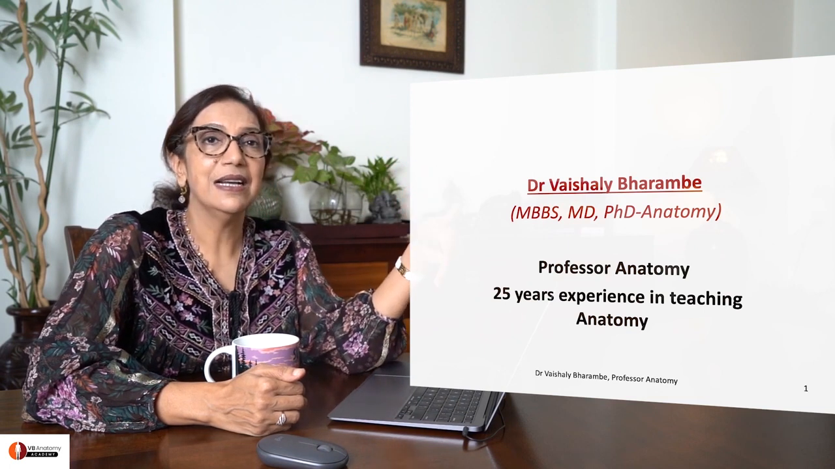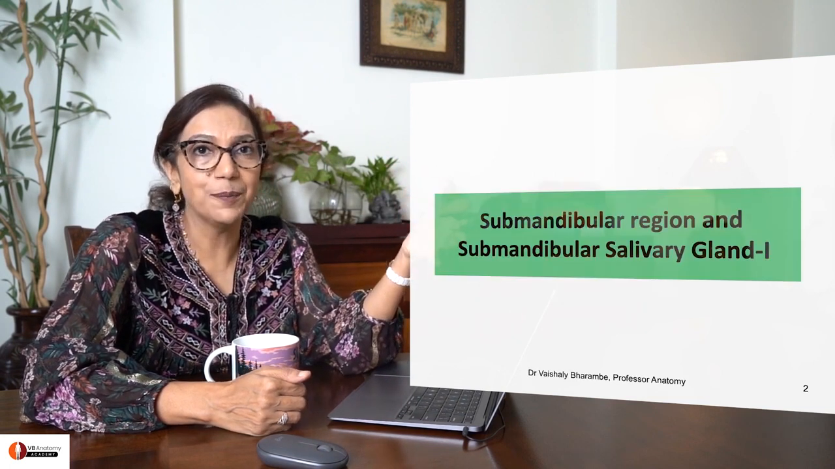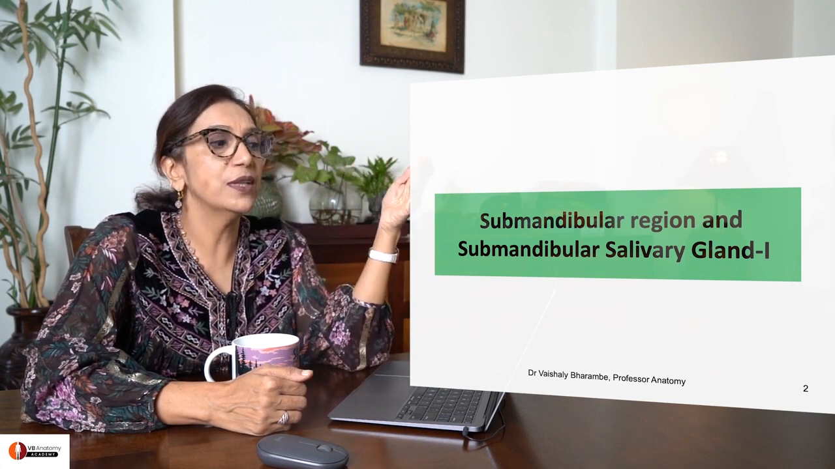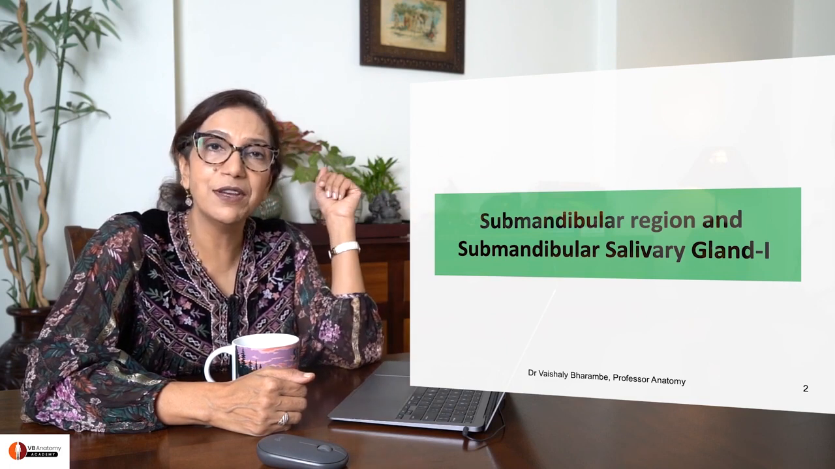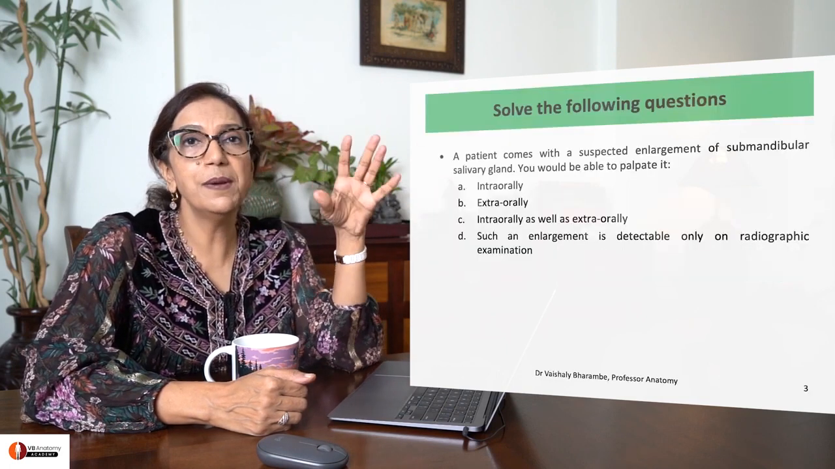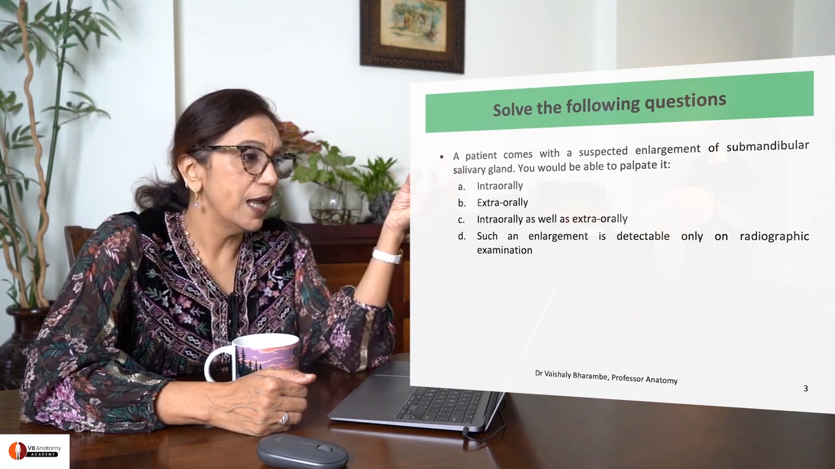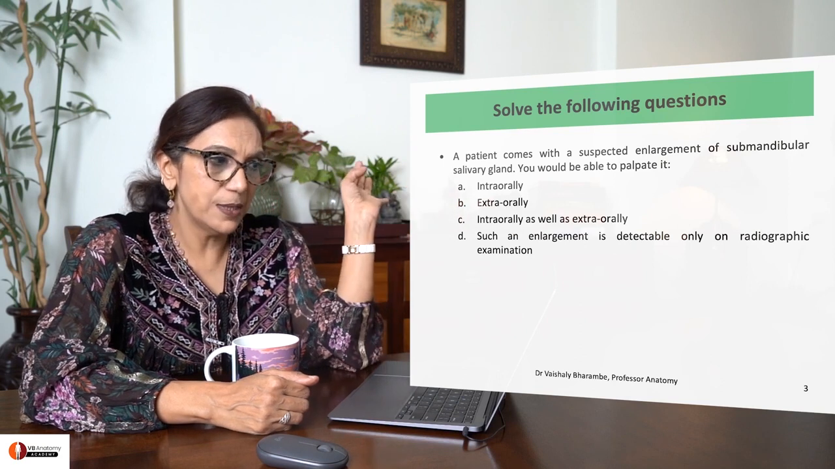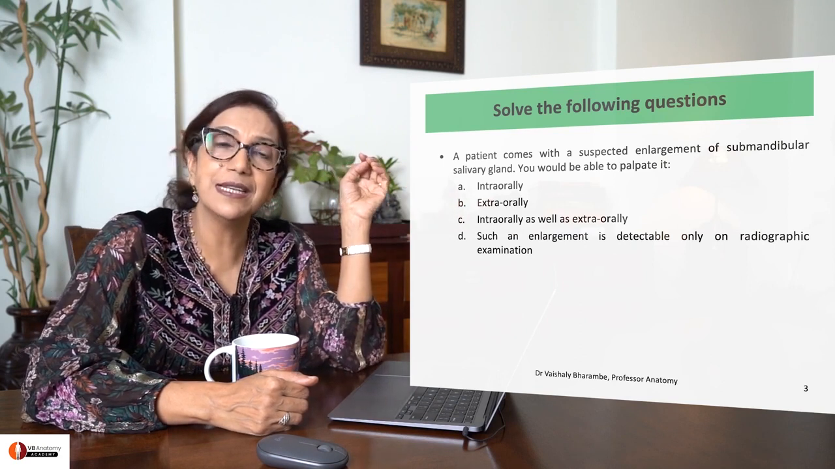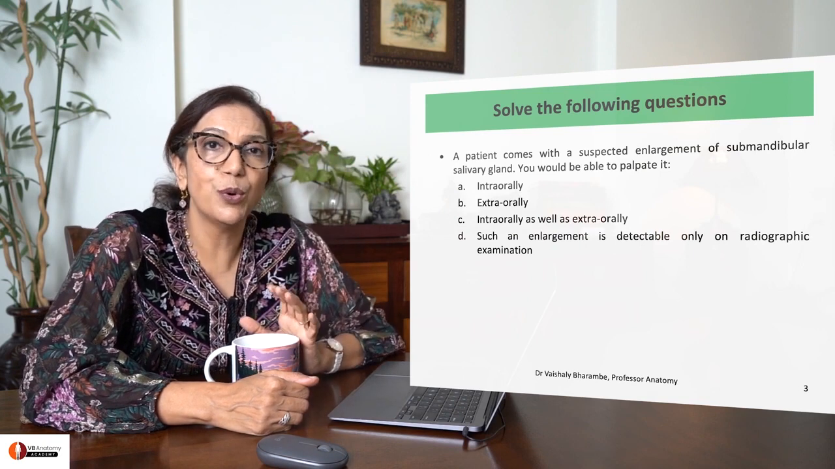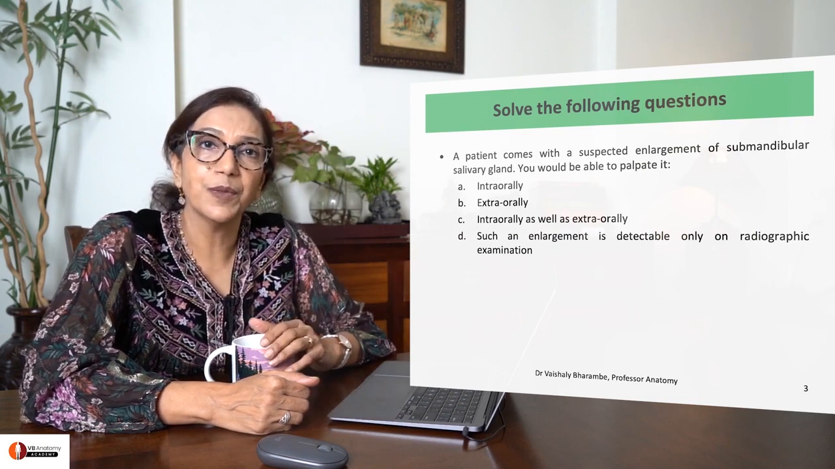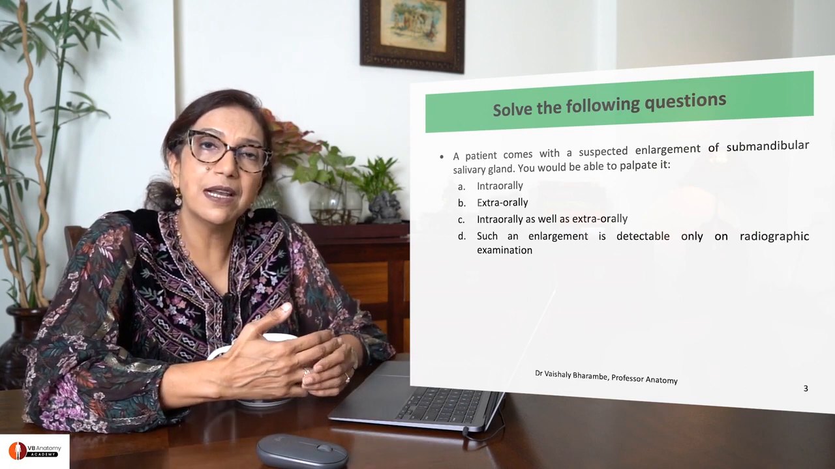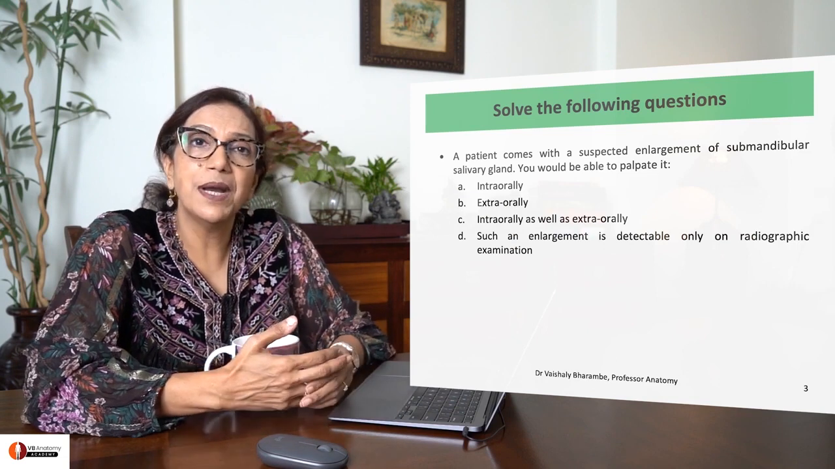In this topic, how much do we really understand? The question asked in one MCQ is, patient has come with a suspected submandibular salivary gland enlargement. You would be able to palpate it intraorally, extraorally, intraorally as well as extraorally, or such an enlargement is detectable only on radiographical examination. Now this needs you to ponder on every option given. Or else sometimes they may ask you anatomy of submandibular salivary gland and a note on submandibular ganglia.